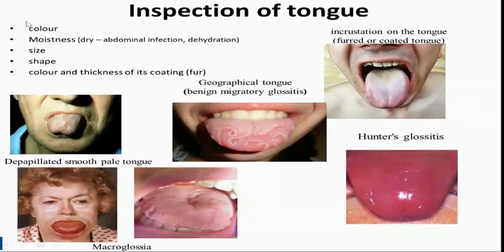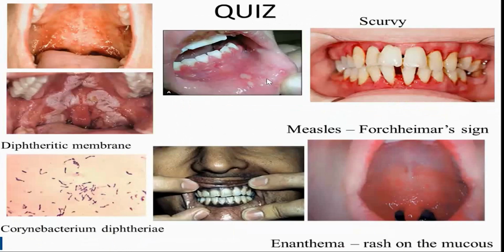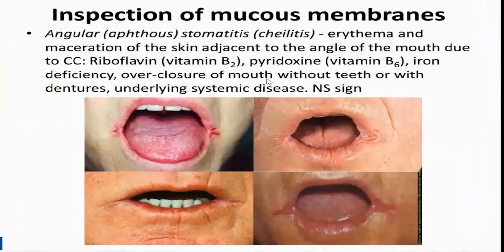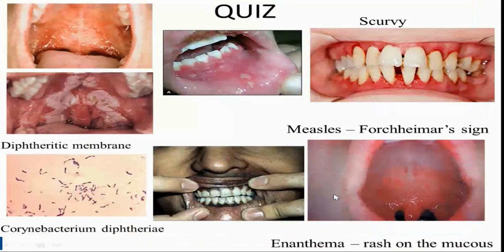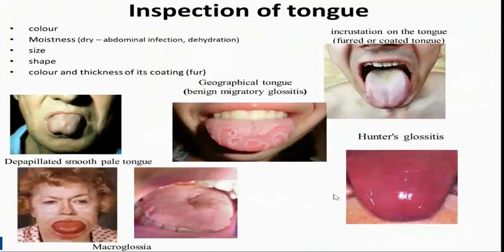What we should examine is the color, the moistness, the size, the shape, and the thickness of the fur. So what is the normal tongue? It's a red or pink colored tongue. There is a picture of a normal one. Something like this. It's close to normal. And the color could be changed. It could be very pink, brightly pink like this.